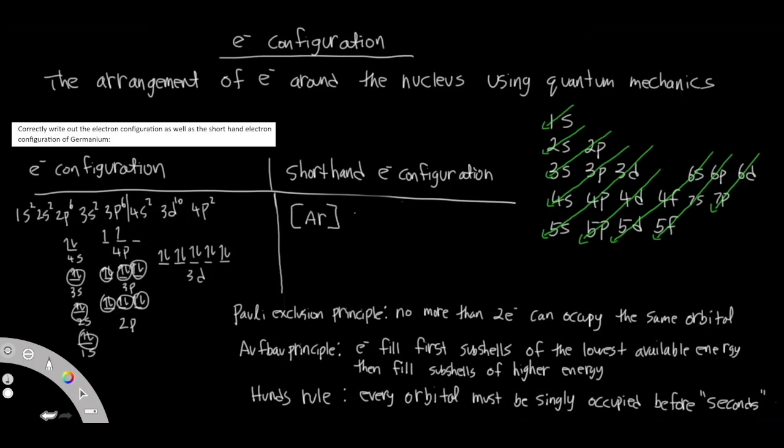Whatever happens after that is going to be our answer. So it's going to be 4s2. I mean, technically the whole thing's the answer, but include argon over there in the brackets, and then 3d10, and then 4p2.